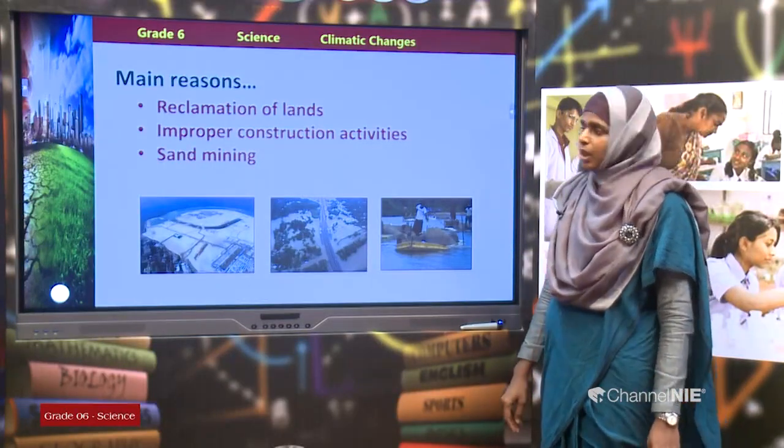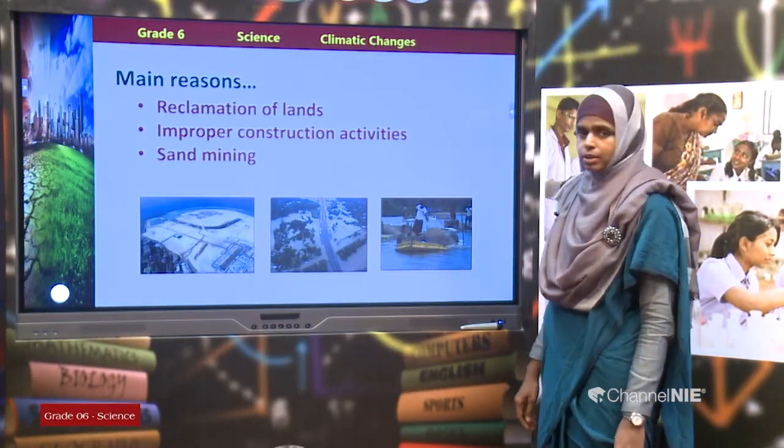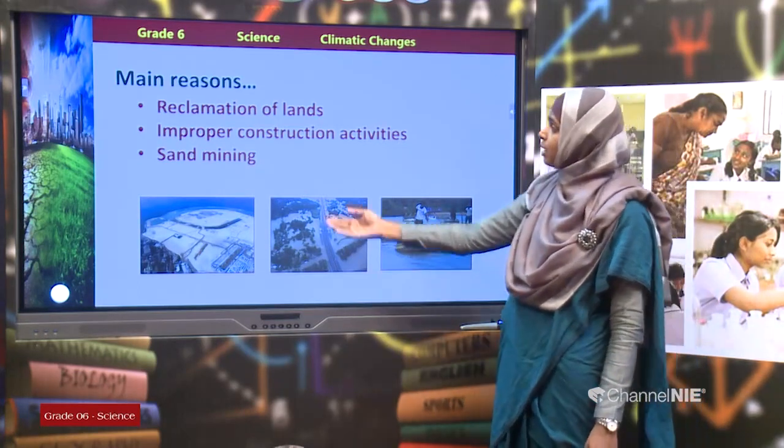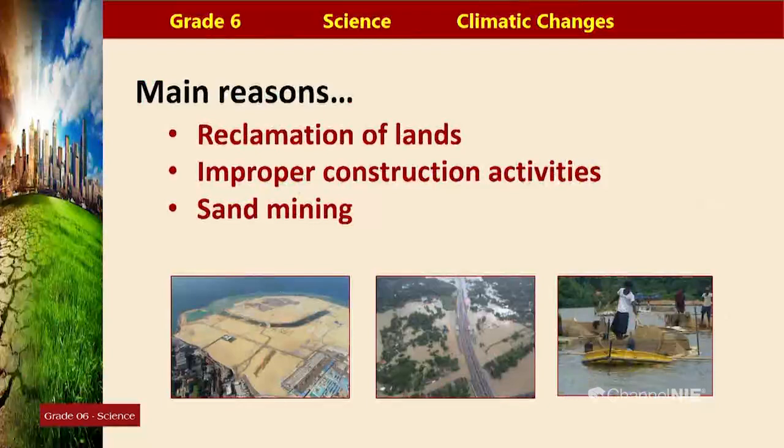Let's look at main reasons for flood. What are the main reasons for flood, children? One is reclamation of lands. We change the land according to human requirement, we make various constructions, right? Not the natural way, we artificially change the land. It's called reclamation of land. It might cause flood. And also improper construction activities.